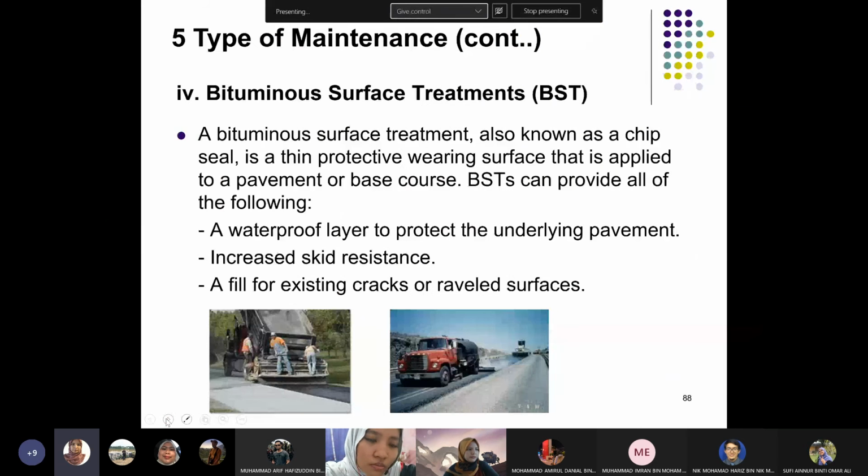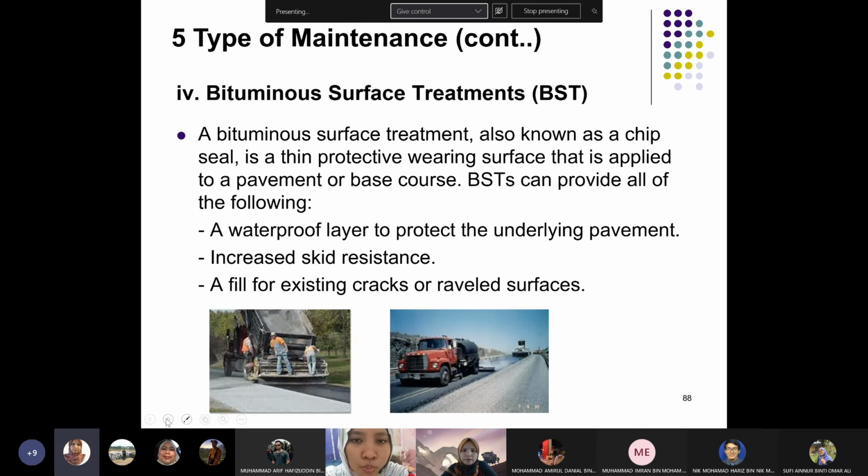This is the BST tadi, bituminous surface treatment, right? So nak mengelakkan daripada you go direct to BST, fog seal dulu. Mungkin kita cuba dulu, very minimum punya cost. Kalau tak okay juga, then you go for bituminous surface treatment, right? Yang ni apa dia buat? It is known as chip seal.